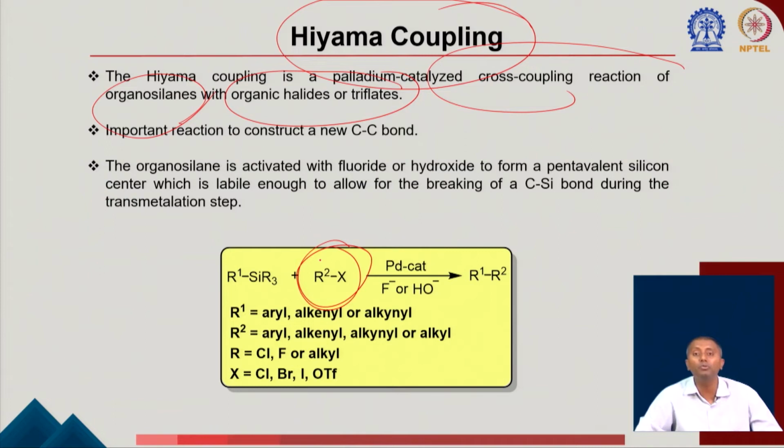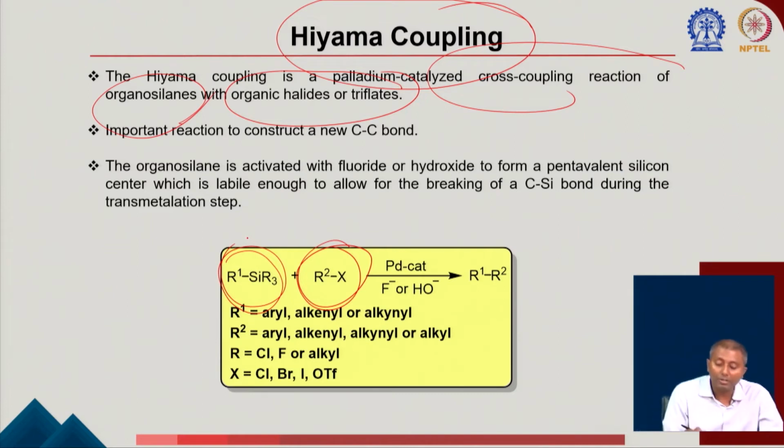At that step, if you use a boron, then that becomes a Suzuki coupling. If you have an organozinc, that becomes a Negishi coupling. If you have a Grignard, it becomes a Kumada coupling. And if you have a silicon species, that becomes a Hiyama coupling. Okay. Sometimes this is also called the Hiyama-Denmark coupling as well. We're going to discuss the mechanism of this reaction, and generally the organosilicon is activated using fluoride or hydroxide to form the pentavalent silicon.